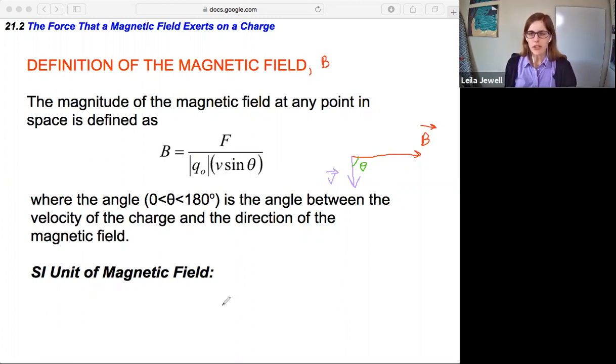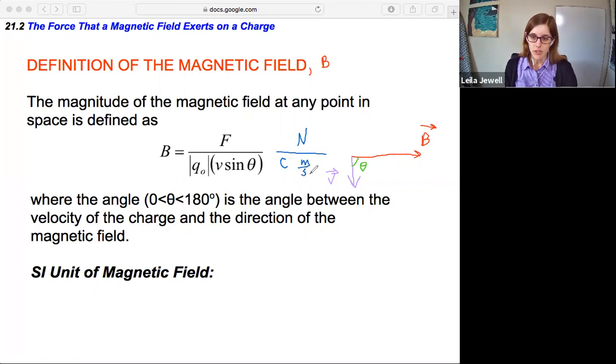All right, now what about the SI unit of magnetic field? Well, if we want to get the SI unit, we can pay attention to the units of the components here, right? So the SI unit of force is going to be our standard newtons. And then what about the SI unit of charge? Coulombs, yep. And the SI unit of velocity or speed, that is meters per second.